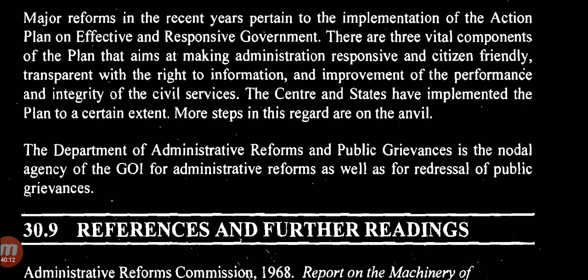Major reforms in recent years pertain to the implementation of the Action Plan on Effective and Responsive Government. There are three vital components of the plan that aims at making administration responsive and citizen friendly, transparent with the right to information, and improving the performance and integrity of the civil services. The center and states have implemented the plan to a certain extent. More steps in this regard are on the anvil. The Department of Administrative Reforms and Public Grievances is the nodal agency of the Government of India for administrative reforms as well as for redressal of public grievances.